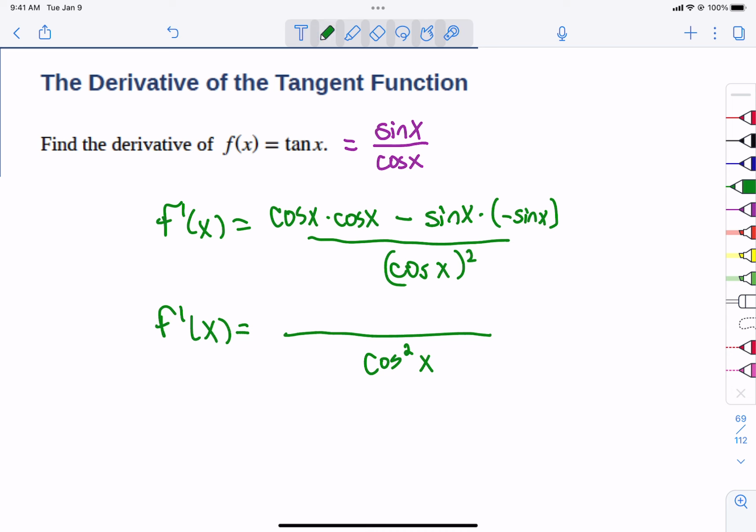Okay. Now, what do we get here? Well, we get the cosine of x squared plus the sine of x squared. And what did we learn that sine squared plus cosine squared is equivalent to? 1.